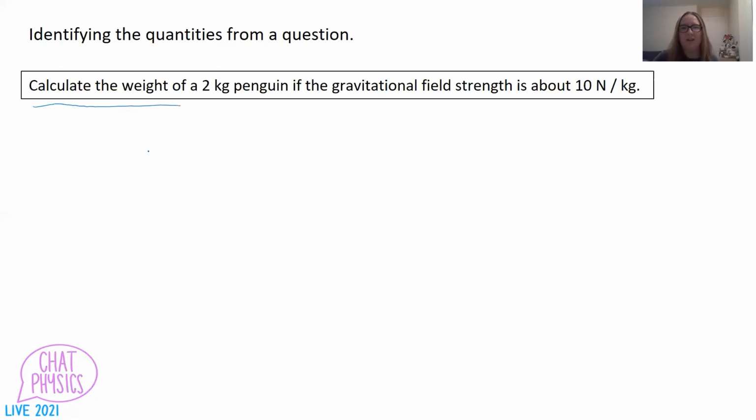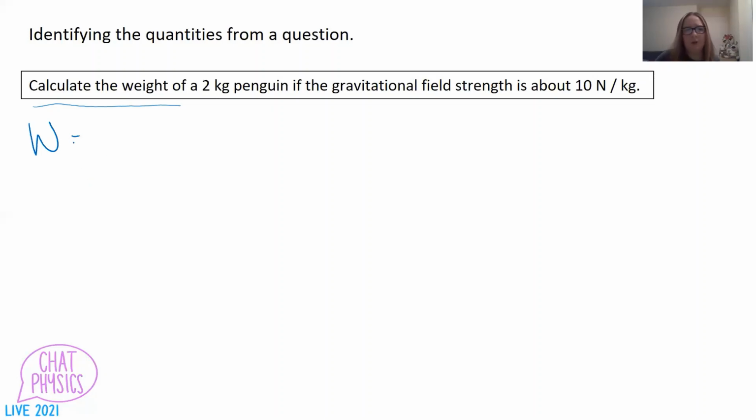And it's quite good practice to get students to annotate on their documents, whether that's by underlining, circling or highlighting. Now this says calculate the weight. So the first thing I would do is write down W for weight. They could write it in words if they forget the symbols in which we represent these quantities. It wouldn't hurt at all.